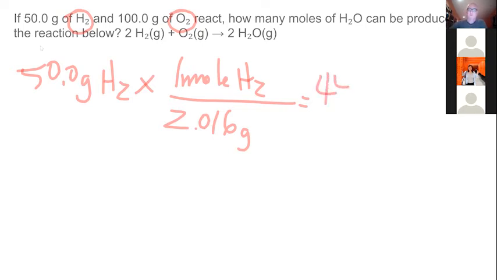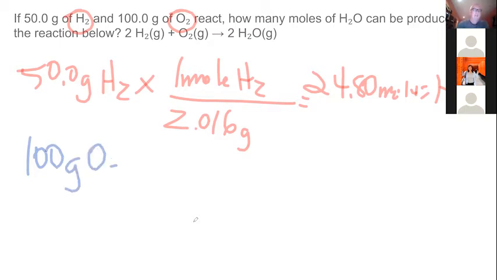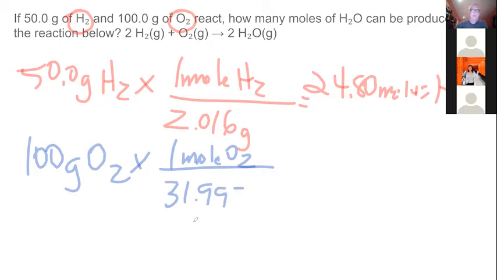24.80 moles. No, 24. Oh, right, 24 moles of H2. Now, how many moles of O2 are we going to have? 1 mole of oxygen gas over 31.998 grams. Right, so there's 2 atoms of oxygen in each mole of oxygen. So you need to multiply the molar mass of oxygen by 2. So how many moles is that?